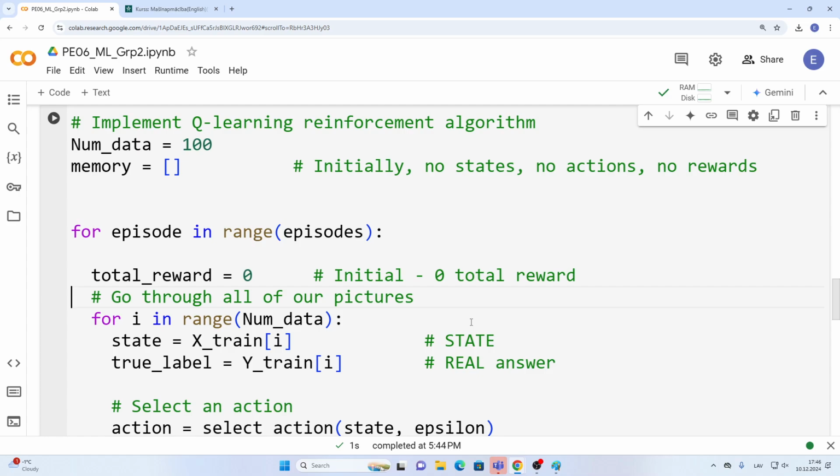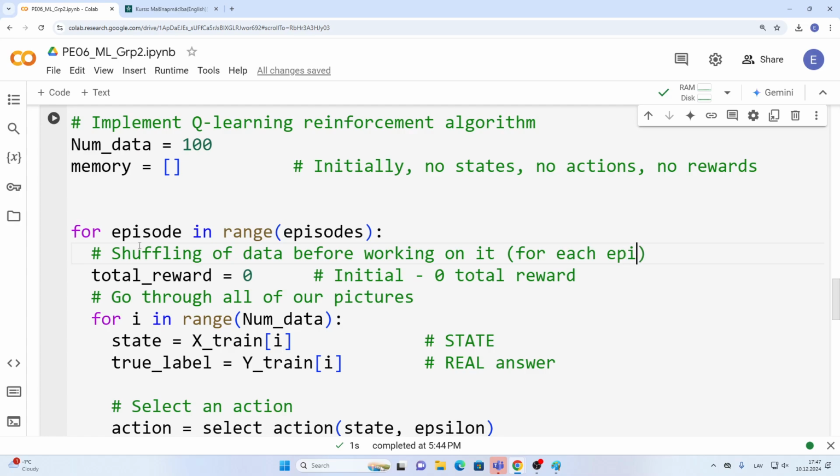Now, at this point, it's not going to work very well because the dataset is organized in such a way that we have, I believe, 500 zeros, 500 ones, 500 twos, and we only go through 100 pictures. So it's always going to be zeros, yes, which is not going to work well for us. So at this point, it would be a good idea to do some shuffling of data before working on it for each episode.